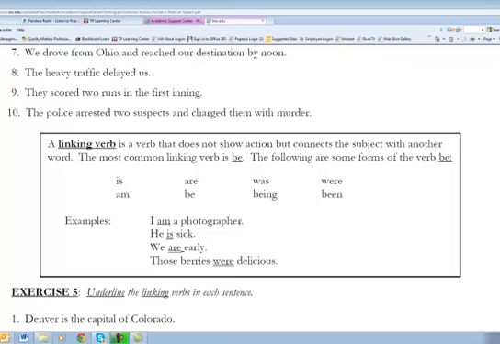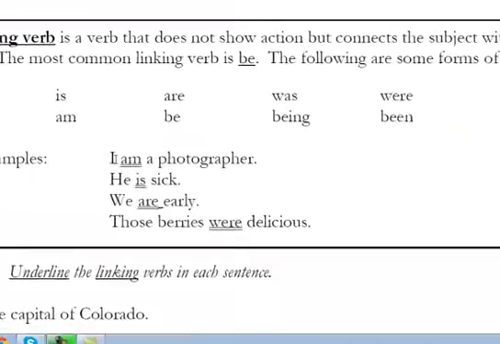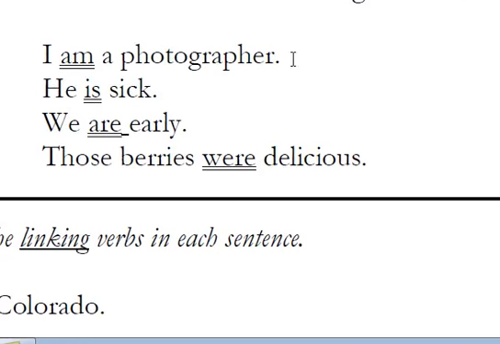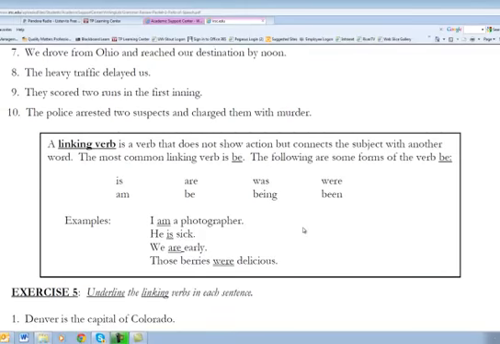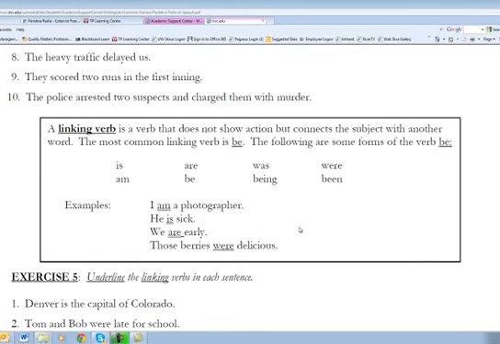So I am a photographer. He is sick. We are early. Those berries were delicious. In this sentence, I am a photographer, there's no real action going on, but we do need a verb to link the subject I to the rest of the sentence. That's where our linking verb will come into play. So words like am, is, are, were, these are all going to be considered linking verbs. Once you get into the habit of recognizing them, they will become easier to identify.